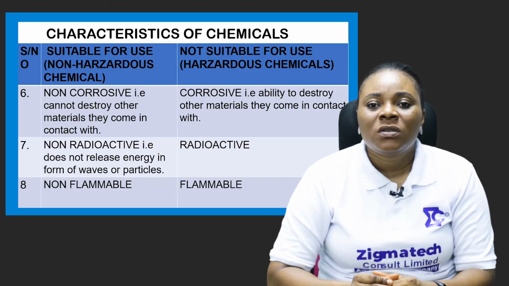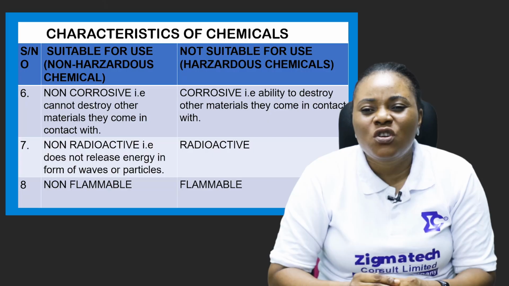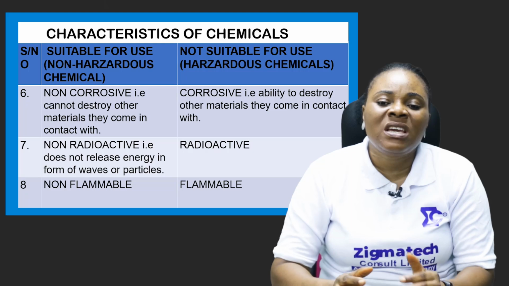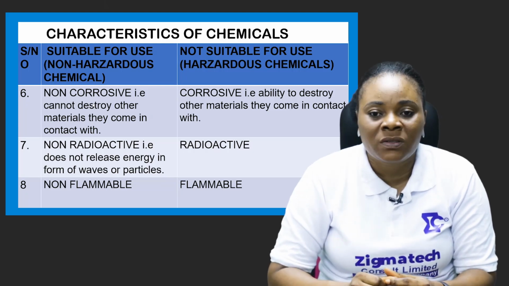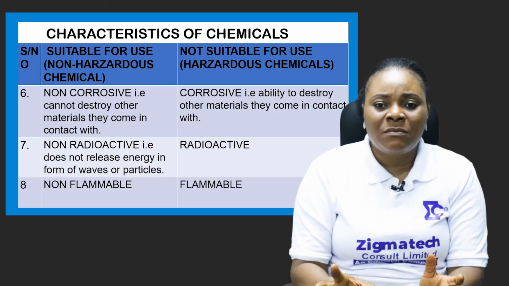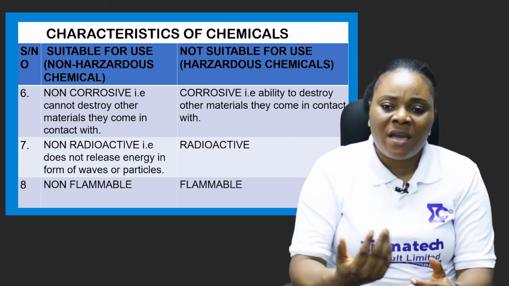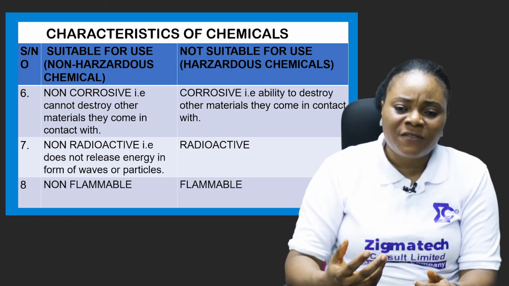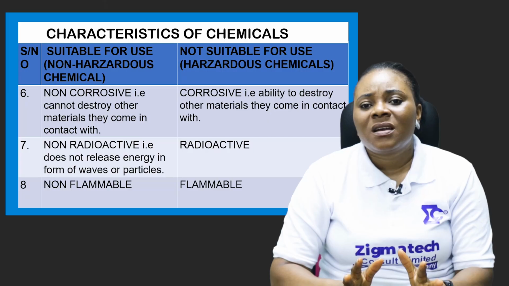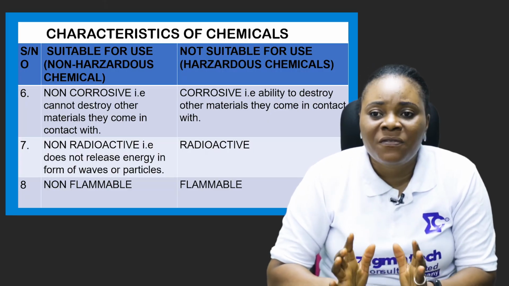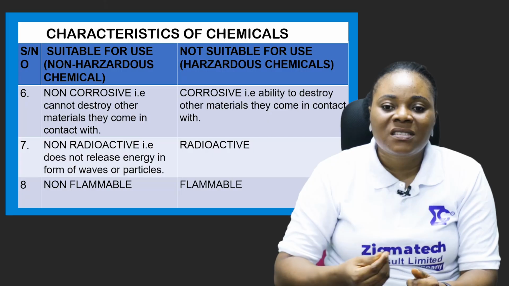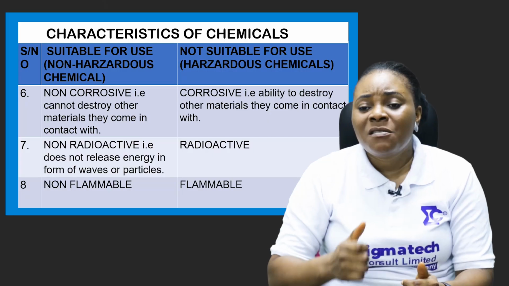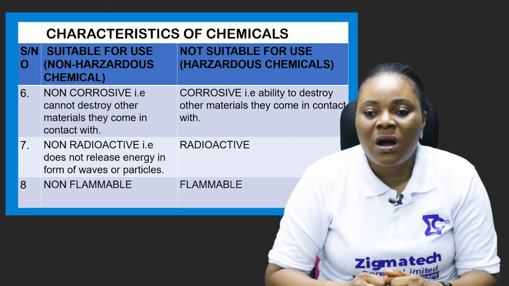Characteristic 7, for the chemicals suitable for use, they are non-radioactive. That means they don't release energy in form of waves or particles. There are some chemicals that when you open them, looking at it from afar, you see something like a wave on it. It releases energy in form of wave, in form of particles. Any that does not release is suitable for use. But the ones that have this energy that comes out from it in form of wave or particles, which means it's radioactive, they are not suitable for our use.